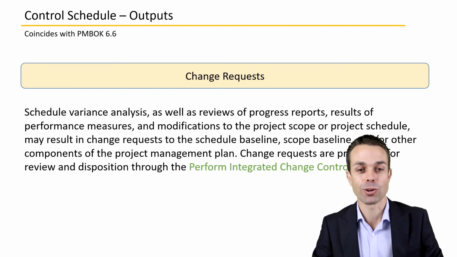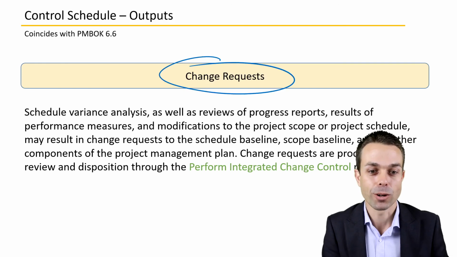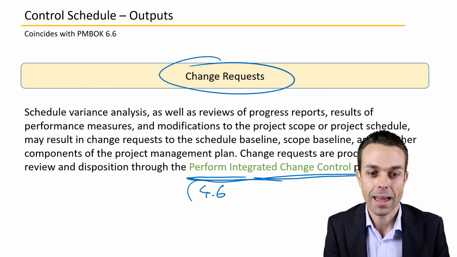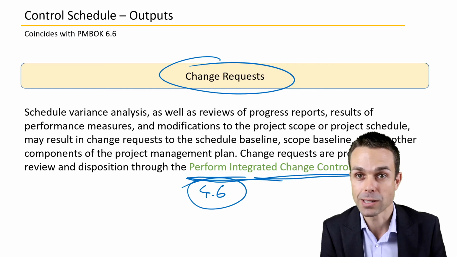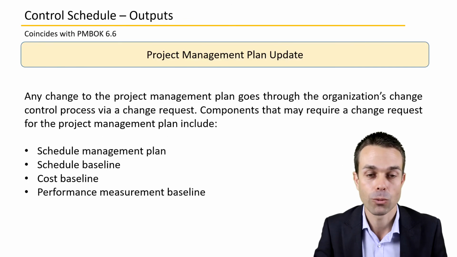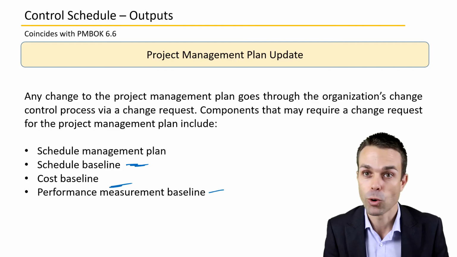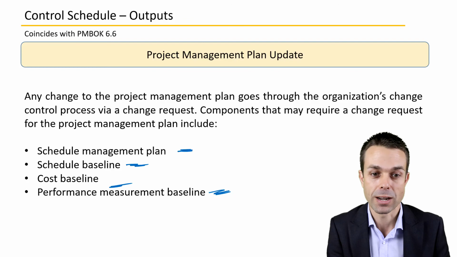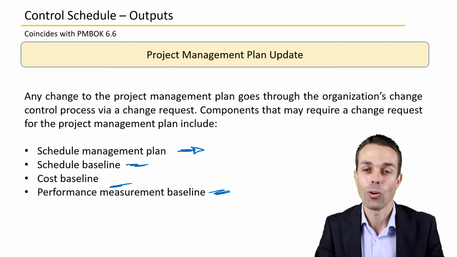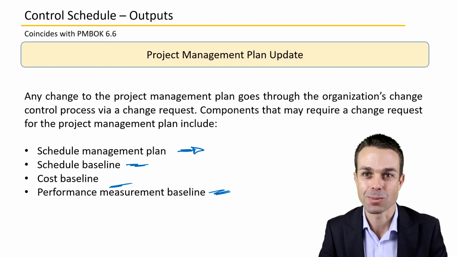Outputs that we'll see as part of controlling our schedule are change requests. For that very reason, we might need to raise a change request, and that will go through our perform integrated change control process, as we know, 4.6, and that will update one of those baseline documents if we need to change it to get ourselves back on track. We might have project management plan updates where we're updating the schedule baseline, the cost baseline, performance measurement baseline, and of course the schedule management plan if we're adjusting how we're measuring or creating this schedule over time. And all of those are the things that feed into controlling the schedule as part of the project management body of knowledge.